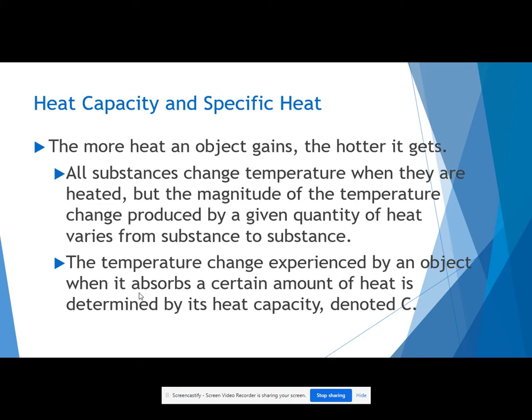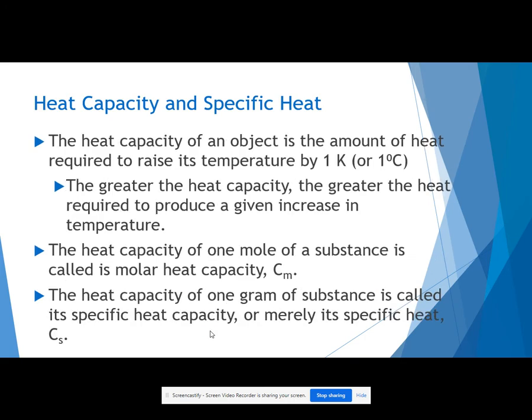So the temperature change experienced by an object when it absorbs a certain amount of heat is determined by its heat capacity, denoted by the letter C. So heat capacity here is going to be something important that we're going to get to. Okay. So heat capacity is the amount of heat required to raise the temperature by 1 Kelvin. The greater the heat capacity, the greater the amount of heat needed to increase the temperature.